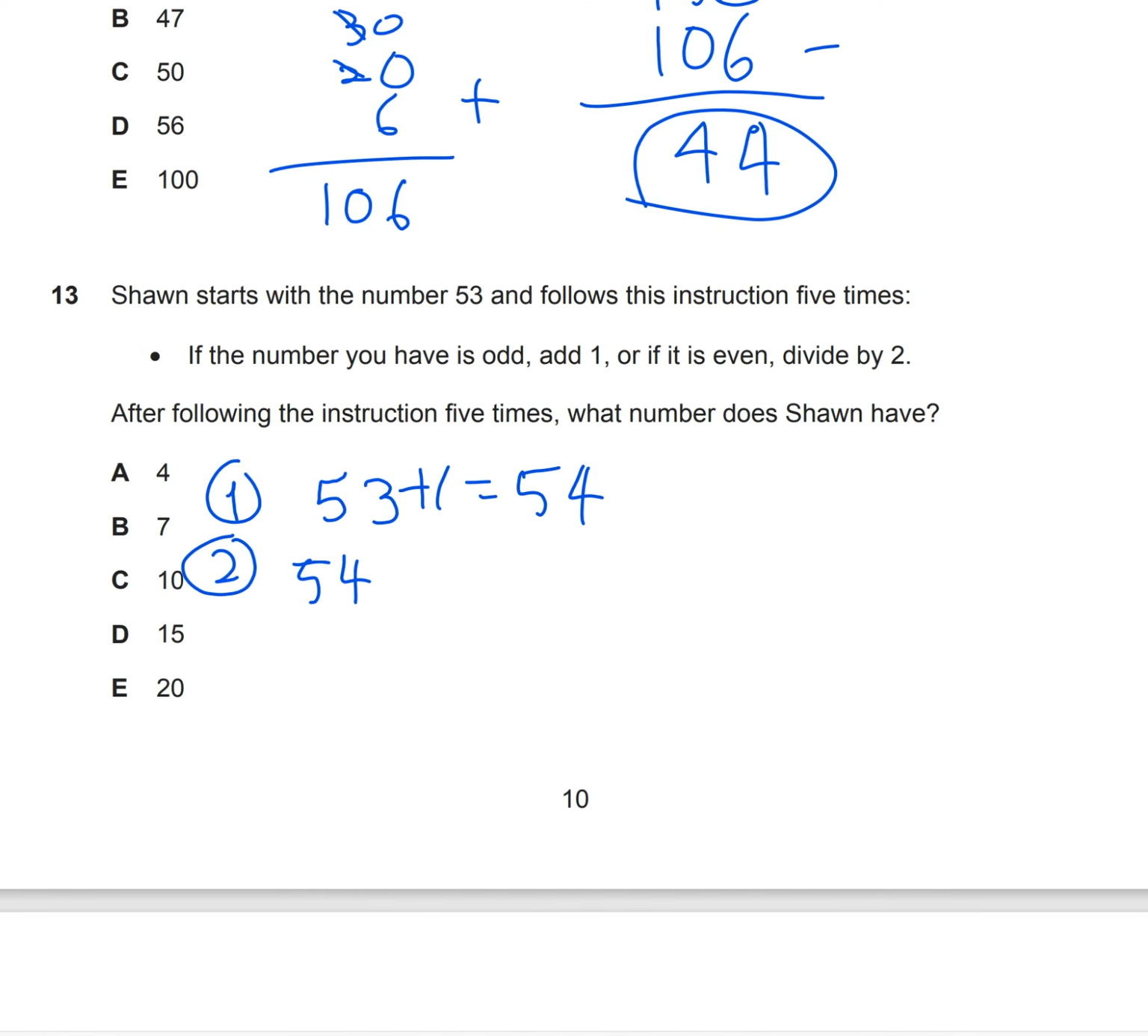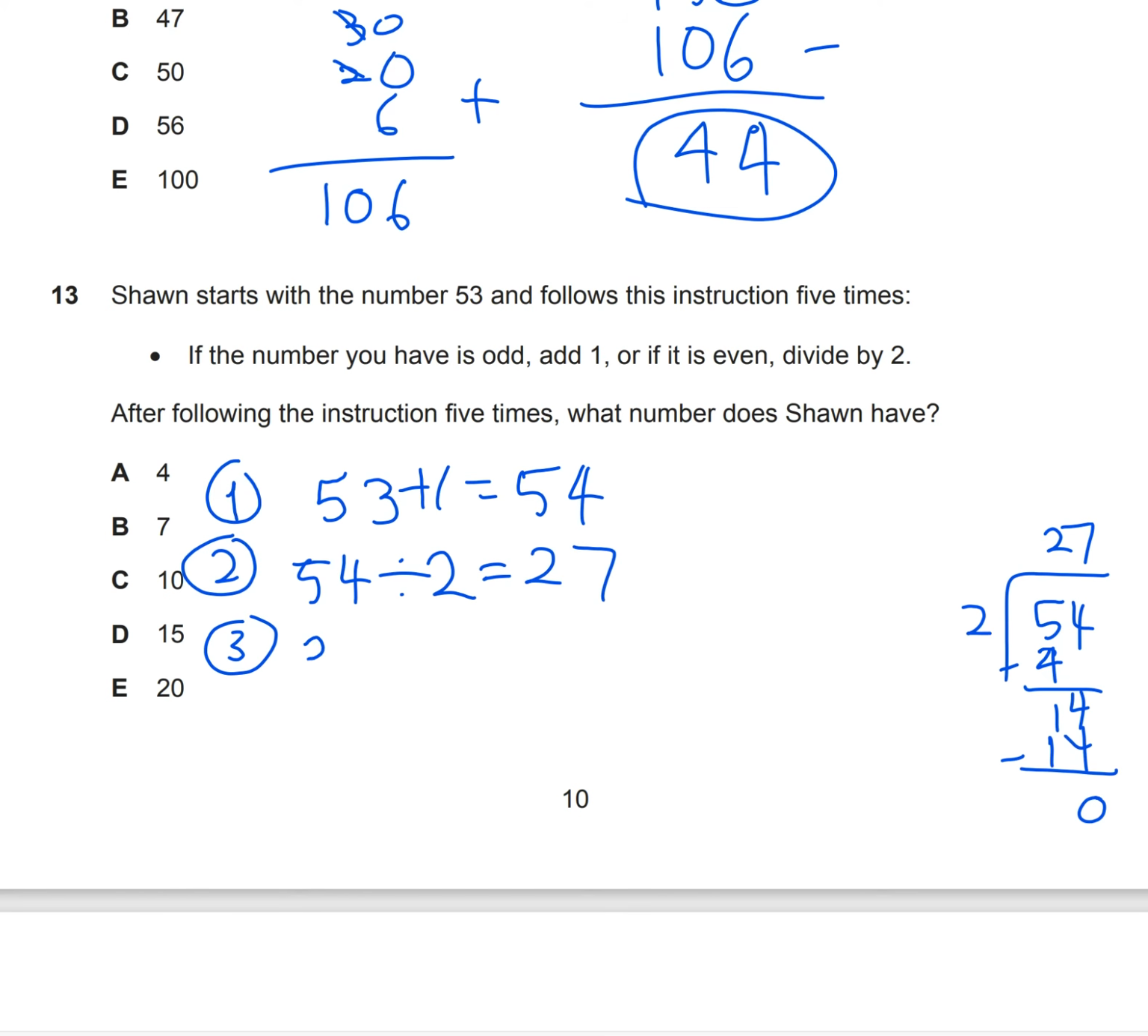Is it odd? No. Is it even? Yes, so we'll divide by 2. 54 divided by 2, it's on the side here, we get 27. 2 goes into 5 twice, we get 4, we minus, 14, goes in 7 times with no remainders, so it'll be 27. Now the third round. 27, is that even or odd? It's odd, so we will add 1.